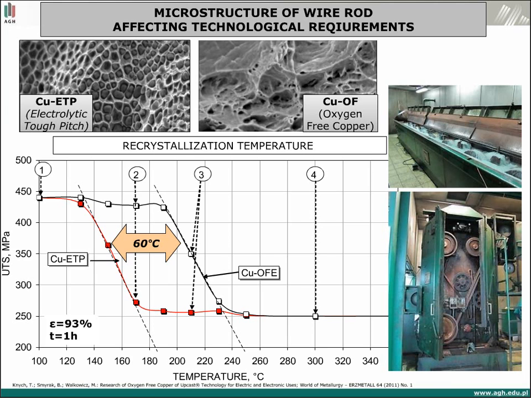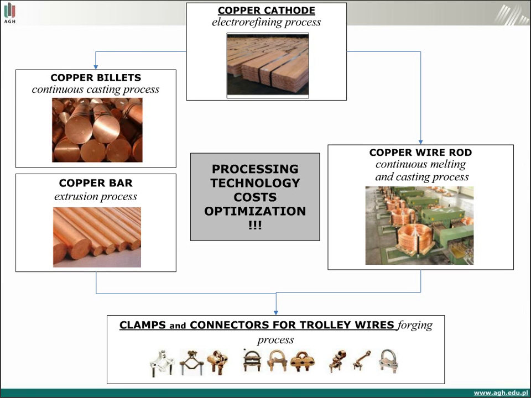And the next important factor I'd like to mention is the production costs. Historically, the price of copper is relatively high nowadays. Therefore, it is necessary to keep copper processing costs tight. An example of successful cost reduction, which is shown on the slide, is the replacing of extruded profiles by continuously casted ones as a feedstock for forging clamps intended for railway application.